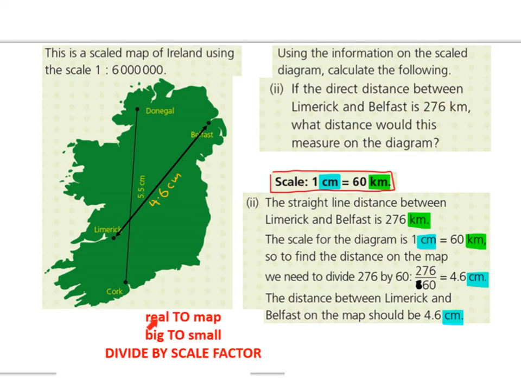So going from real measurements to the map, we're going from big to small, so we divided by the scale factor. In the previous example, we were going from the map to real measurements, we're going from small to big, so we multiplied by the scale factor.